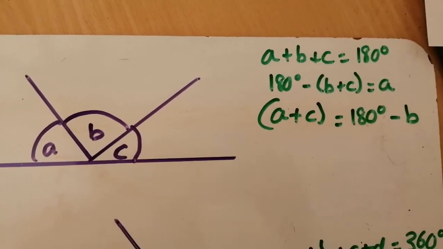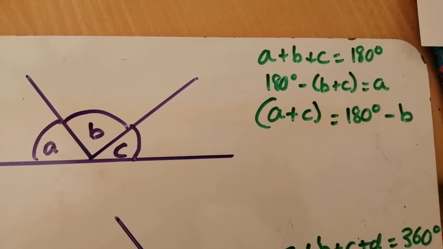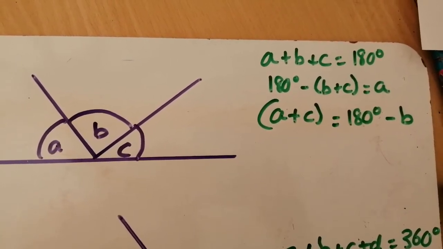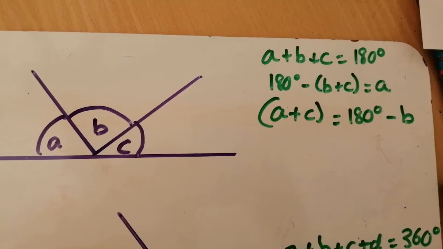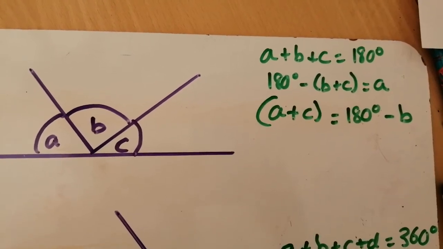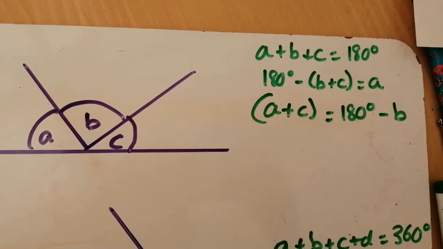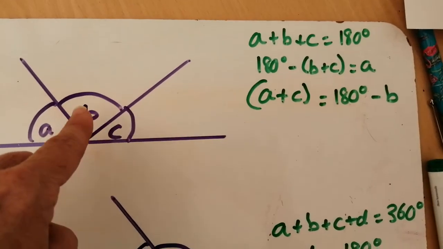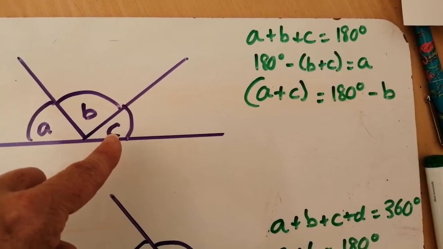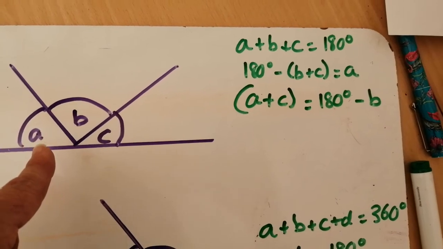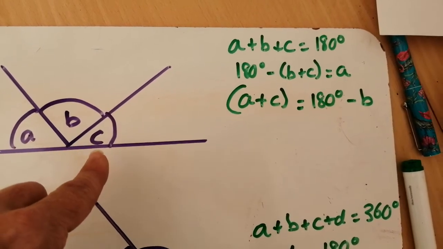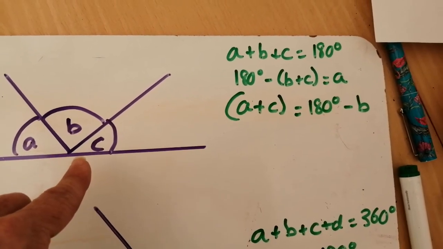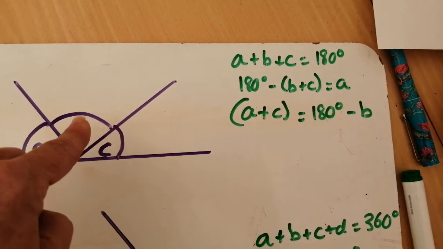So for the first one, you could do straightforward A plus B plus C equals 180 degrees because they're all on a straight line. Or 180 degrees minus brackets B plus C would give you A. In other words, if you add up B and C together and take them away from 180 degrees, you'd get A. Or you could add A and C together like in the last one. And that's going to be the same as having 180 degrees minus B.